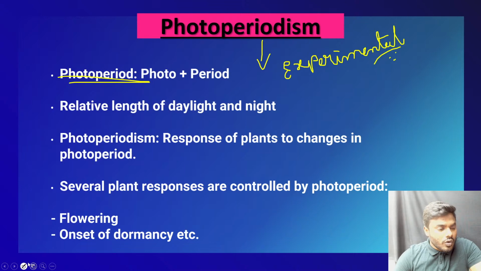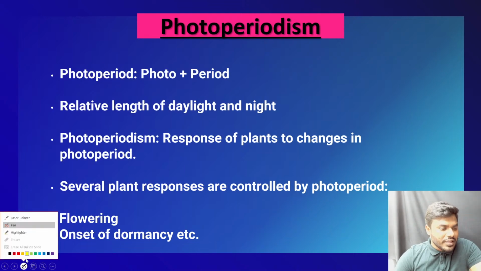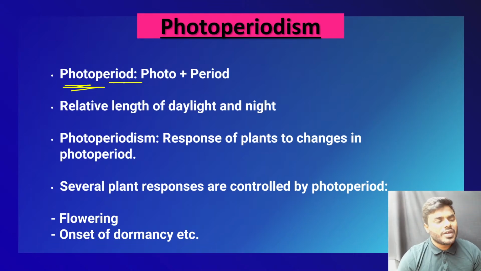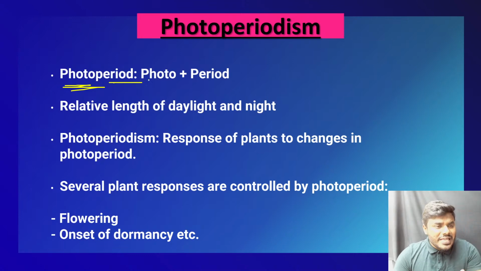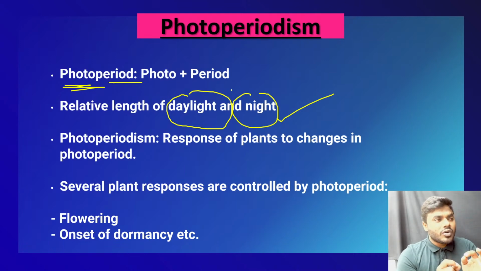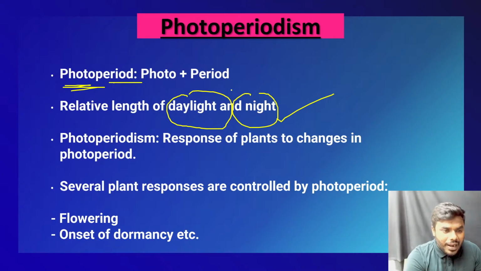So photoperiod, how can you define the word photoperiod? Photo means light, period means time. Or you can say it is the relative length of the daylight and the relative length of the night. So friends, everyone listen to me carefully. How much daylight is required and how much night length is required for the plant to undergo the process of flowering.